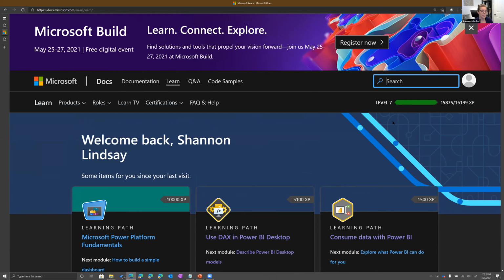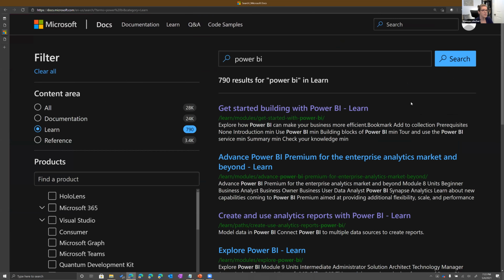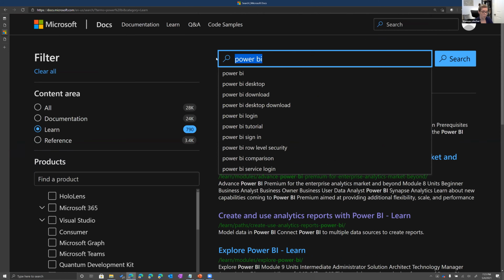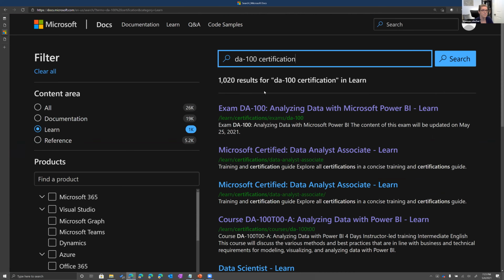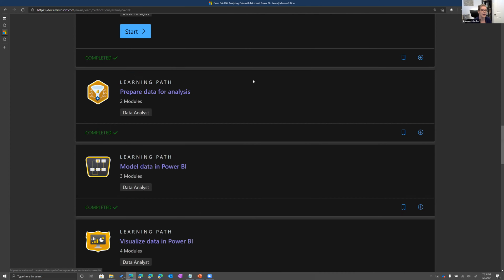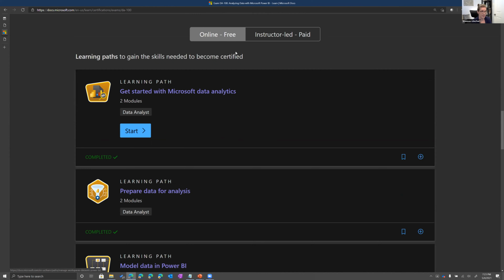So if you search, for example, simply for Power BI, what you will see here is, okay, wow, there are 790 results for Power BI here. That can be a little overwhelming. So the place that I like to start when I'm looking for what content is going to be on the exam is I always start with this certification. And one thing that you'll see here, if you just scroll a little bit past where we had the exam skills outline, if you just keep scrolling, you're going to see these learning paths.